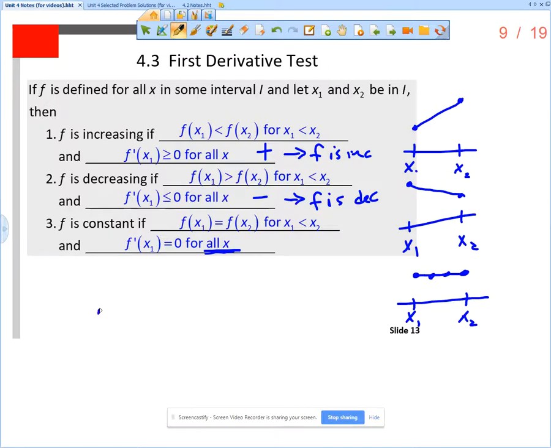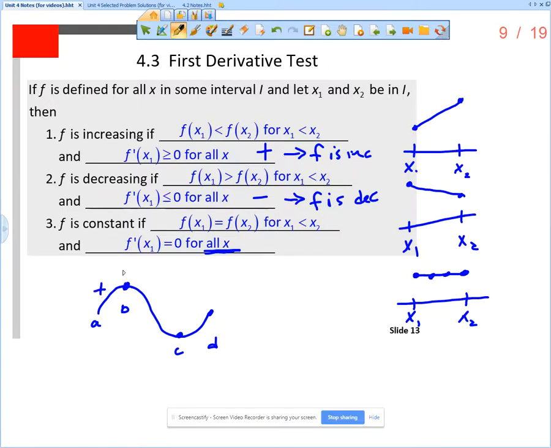So for instance, let's say I have a graph like this, right? Okay, and I'm going to say this is A, B, C, and D. All right, so what can we say is going on from A to B? F is increasing, which means f prime is positive.